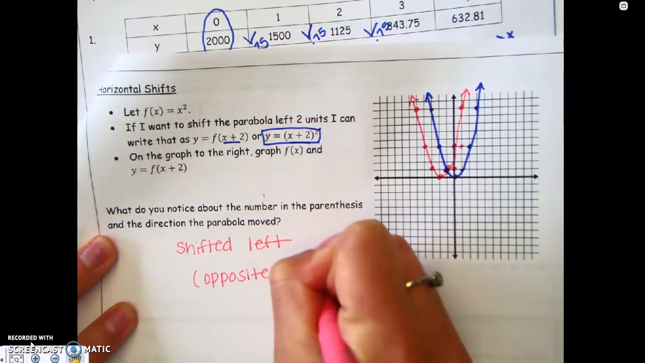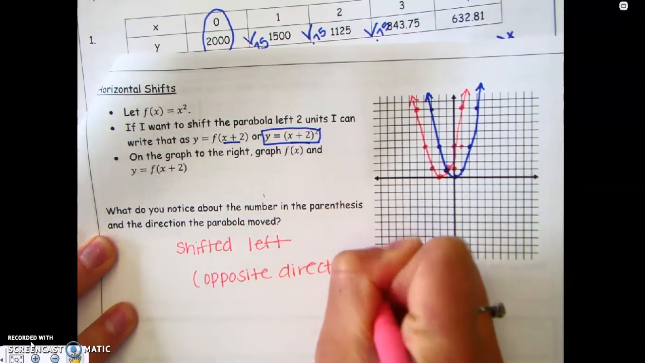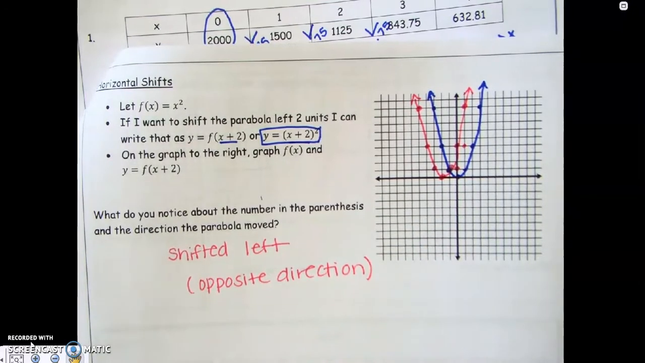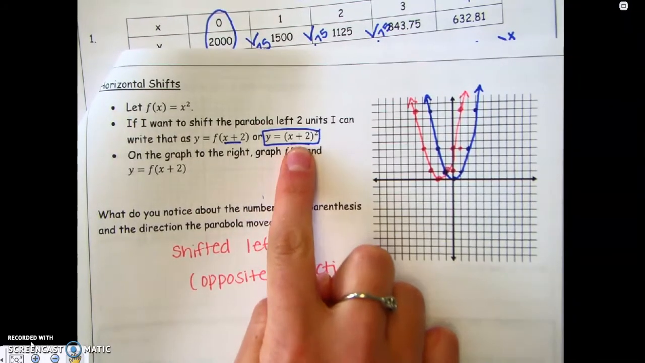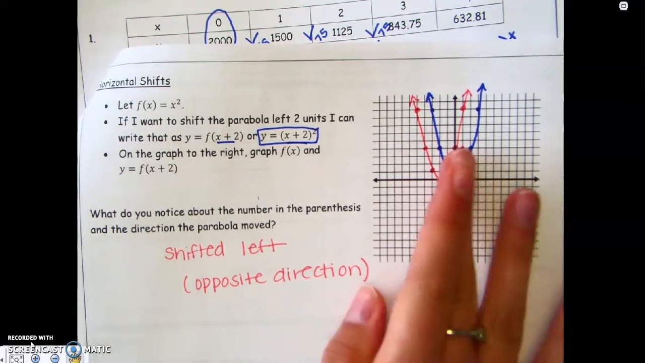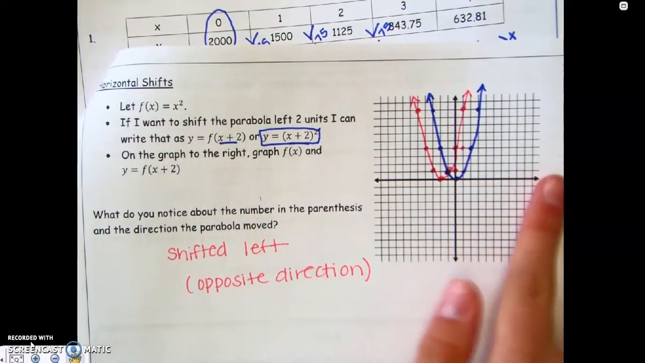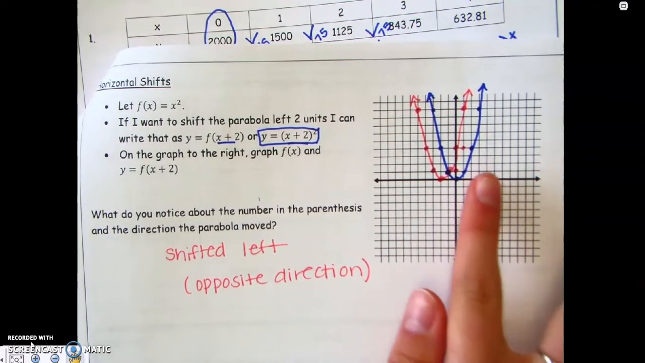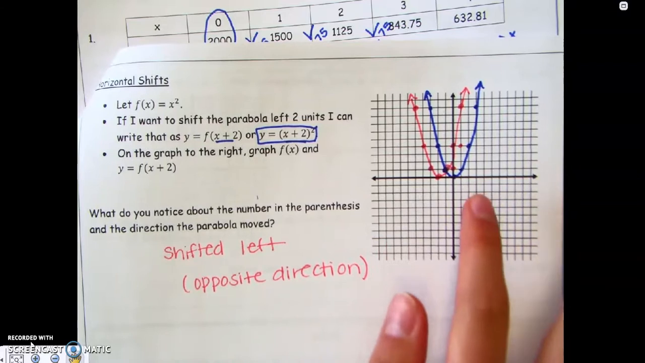So in horizontal shifts, remember just like when we did the vertex form of a quadratic, you're always moving in the opposite direction of the sign. So usually with positive, we would move to the right because these are all the positive values on the x-axis, but instead we move the opposite way, which is to the left.